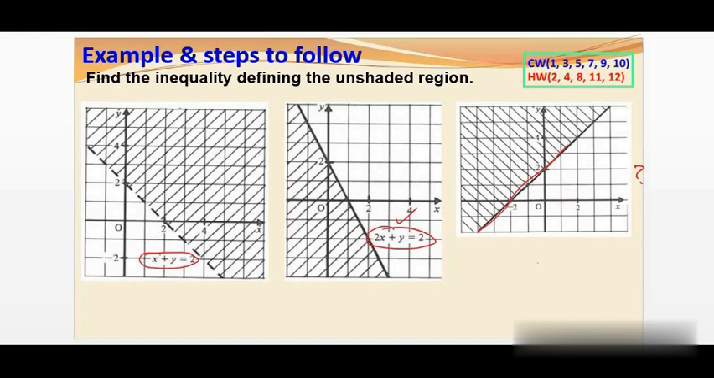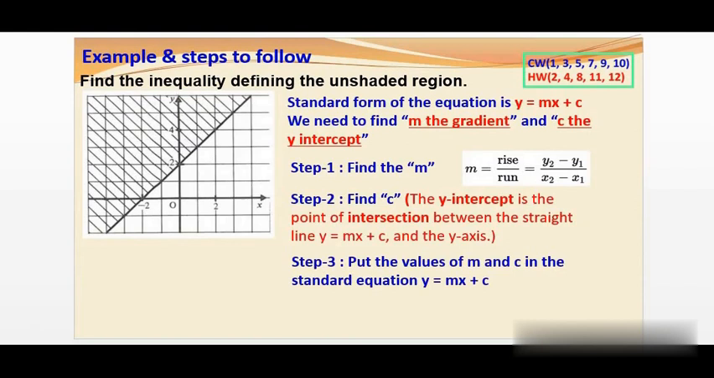Let me explain you with the help of the steps now. Here is the example. Now clearly you can see this is the line that is separating the shaded region and the unshaded region. So first of all, we have to find the equation of this line. And how can we find the equation of the line? Because the standard form of the equation is y is equal to mx plus c, we have to find m and c. C is very easy to find because c is called the y-intercept, and here is the y-intercept, meaning where this line is crossing or touching the y-axis.